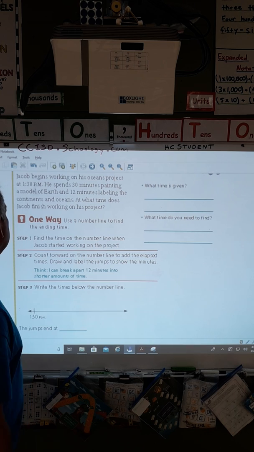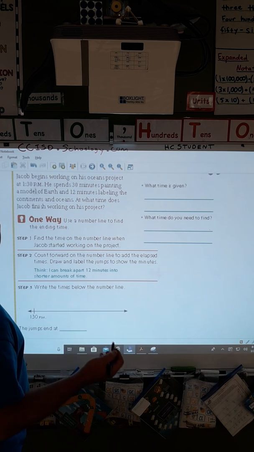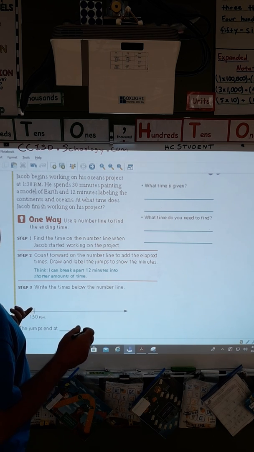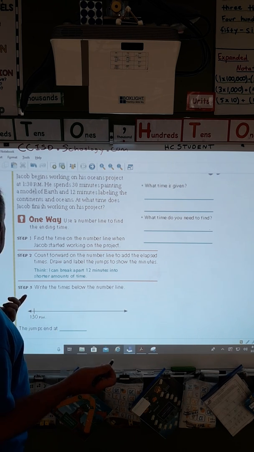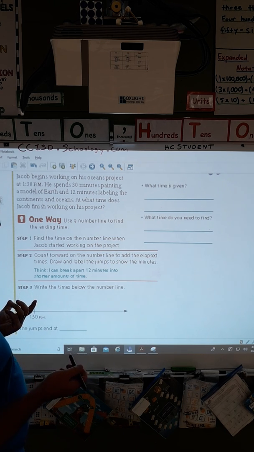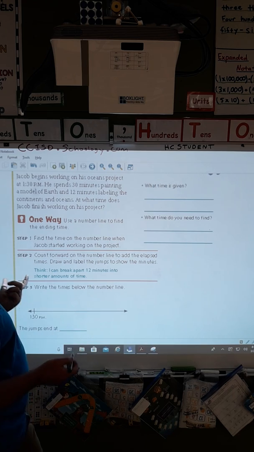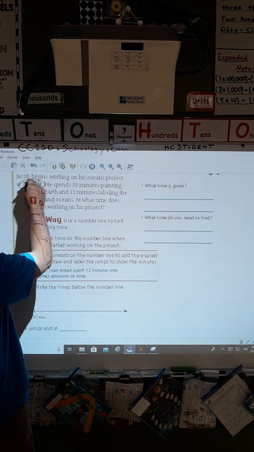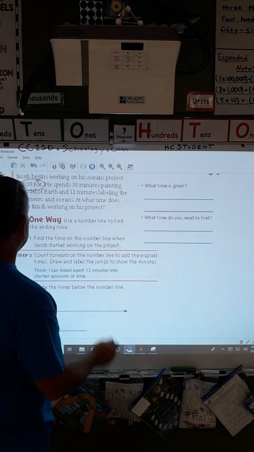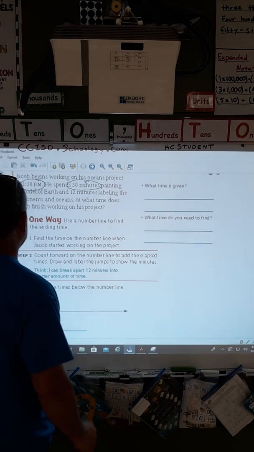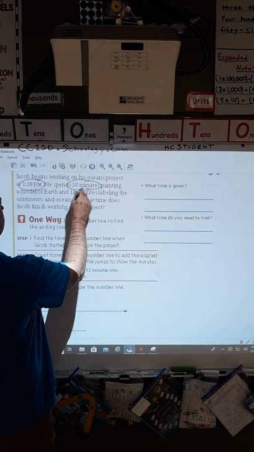It says Jacob begins working on his ocean project at 1:30 p.m. He spent 30 minutes painting the model of the Earth and 12 minutes labeling the contents and oceans. Okay. At what time does Jacob finish working on his project? So if we're using our cube strategy, we're going to circle the important information. Okay, the start time right there was 1:30. He spent 30 minutes painting it, and so he spent 12 minutes labeling it.